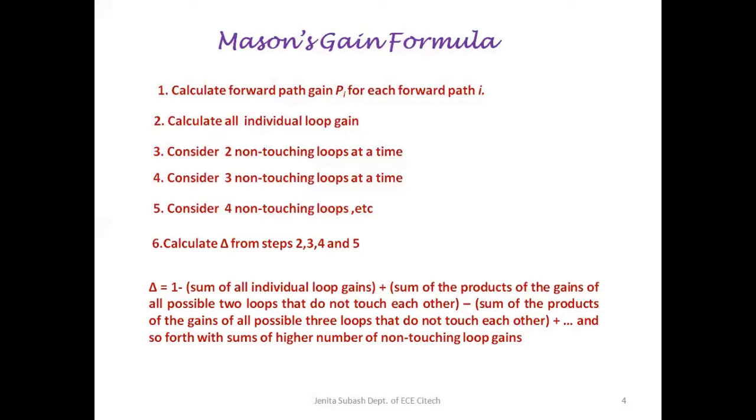So this gets extended with respect to the possibilities of combinations of non-touching loops available for a given signal flow graph. But remember, the signs alternate: minus, plus, and so on, and we started with 1 minus, remember.